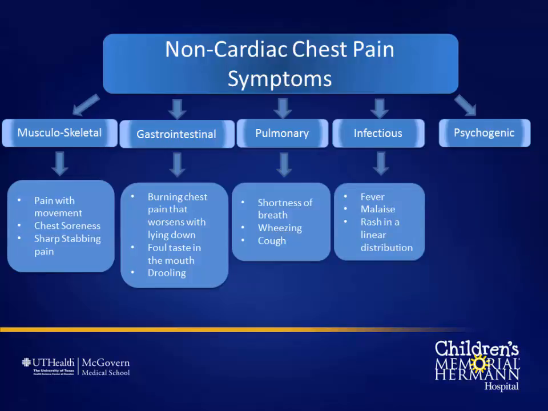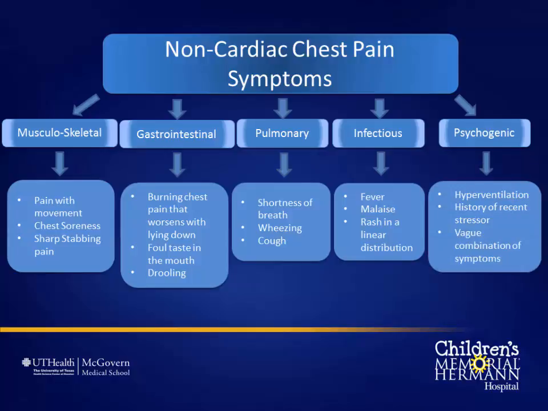Infectious causes can be fever, malaise, or any rash in a linear distribution. And then psychogenic symptoms can be hyperventilation, a history of a recent stressor event, or a vague combination of symptoms.